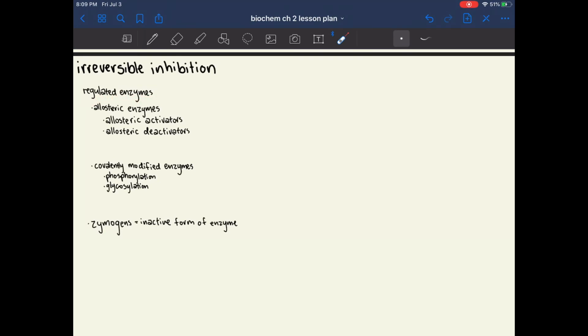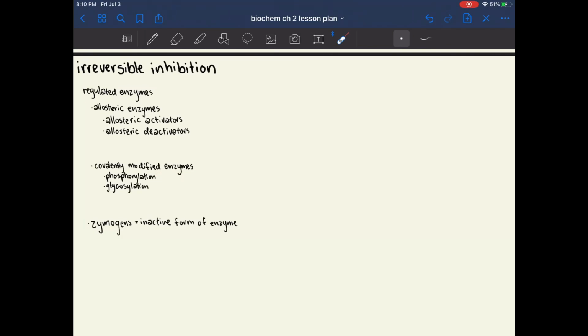Enzymes can be regulated by several different things. Allosteric enzymes have an allosteric site, which is a site that's not the active site that molecules can also bind to. Allosteric activators are substances that, if they bind to the allosteric site of an enzyme, turn it from its deactivated form into its activated form. So this type of regulator is actually an activator, which causes an enzyme to do its job faster or better. Allosteric deactivators can bind to an enzyme and cause it to become deactivated, so the enzyme is no longer capable of doing its job. Other enzymes can be covalently modified.